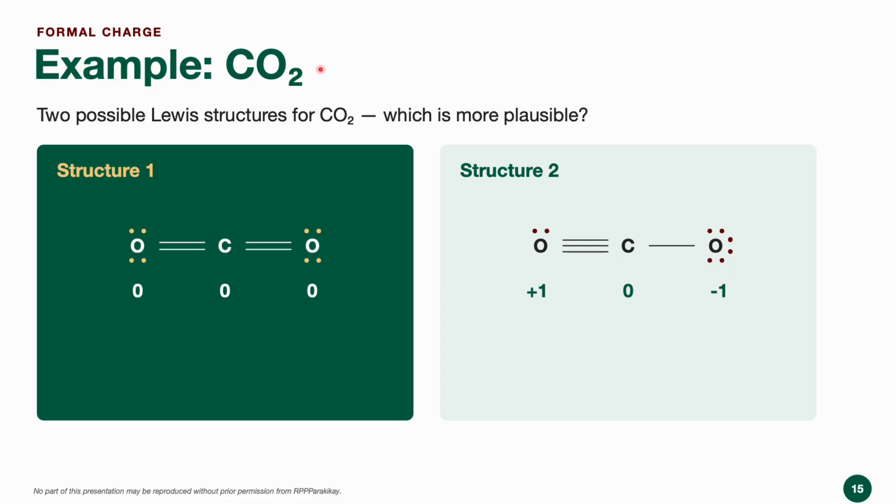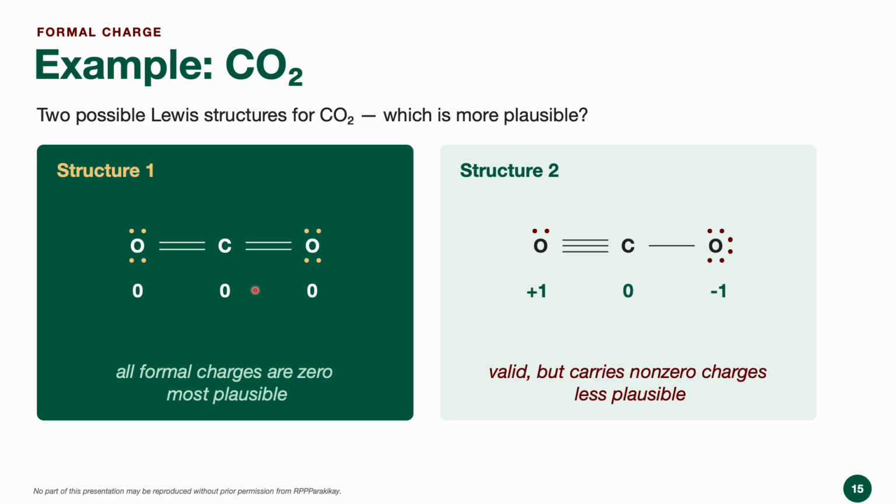So both structures are technically valid Lewis structures since both of them satisfy the octet rule and they use the correct total electron count. But we prefer the structure with formal charges closest to 0. And because of this, we will choose structure 1 as the most plausible structure since, as we can see here, all formal charges of the atoms here are 0.